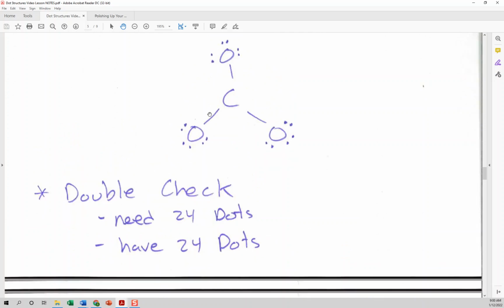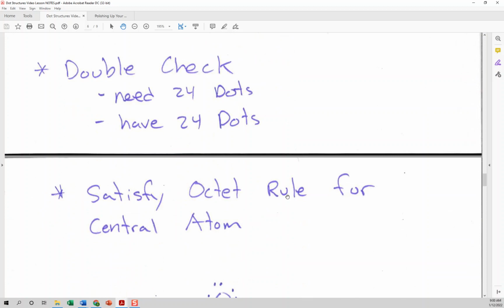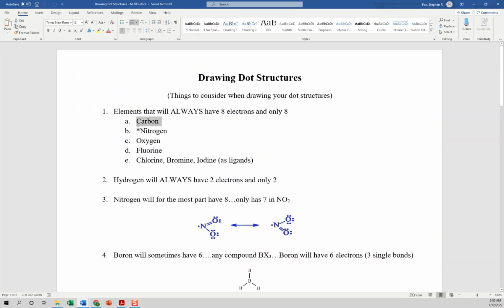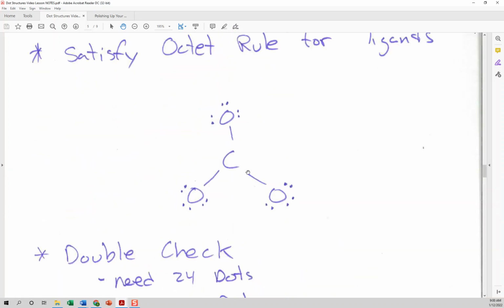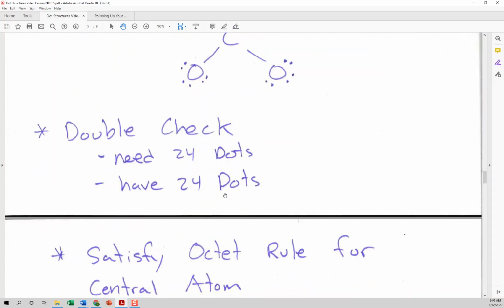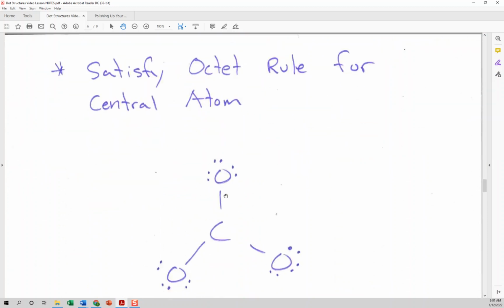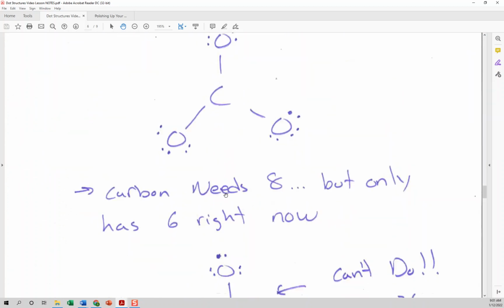But we're still not done yet because we have to satisfy the octet rule for the central atom. And if we remember, carbon is a must-have 8. If we leave this dot structure as written, carbon's not satisfying its octet rule. 2, 4, 6. It only has 6. It needs 8. So how do we do it? Carbon has 6 right now. How do we do it?